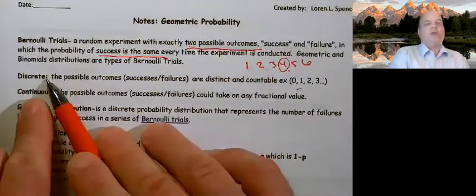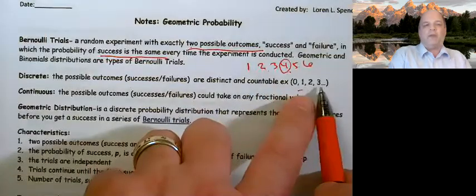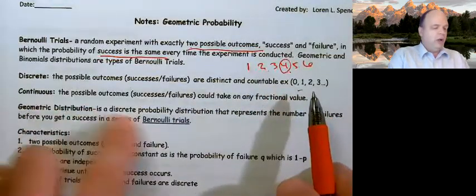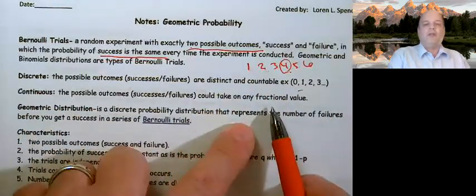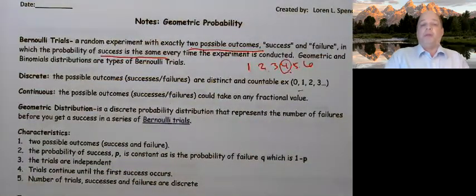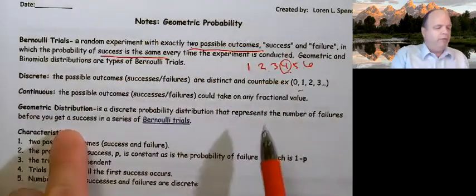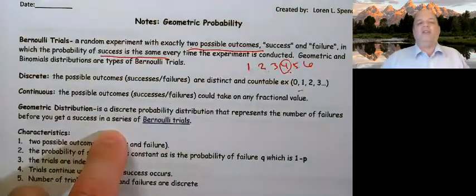Once again, the word discrete basically means we're working with whole numbers. We're not working with any fractional values. Continuous says that we can take on any fractional value. The geometric distribution, which we're going to talk about, is a discrete probability distribution, and it represents the number of failures before you actually get a success.